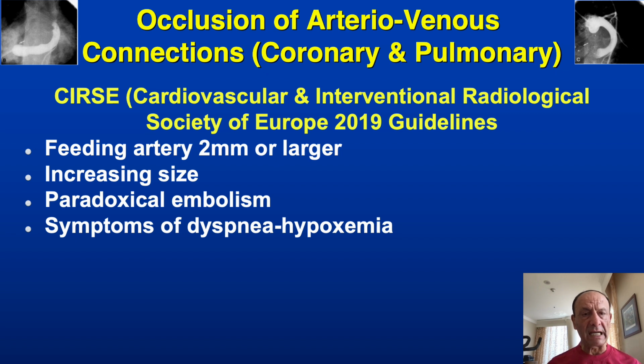The European guidelines in 2019 for management: if the feeding artery is 2 millimeters or larger, they intervene. If they are increasing in size, they intervene. If the patient had a paradoxical embolism, they intervene. If the patient develops symptoms of dyspnea, they also intervene.